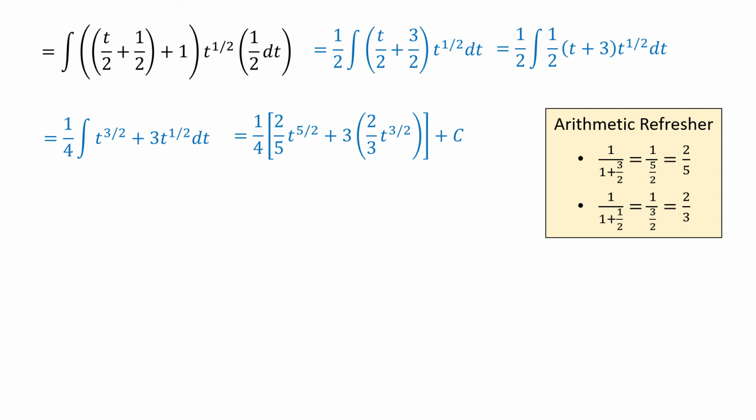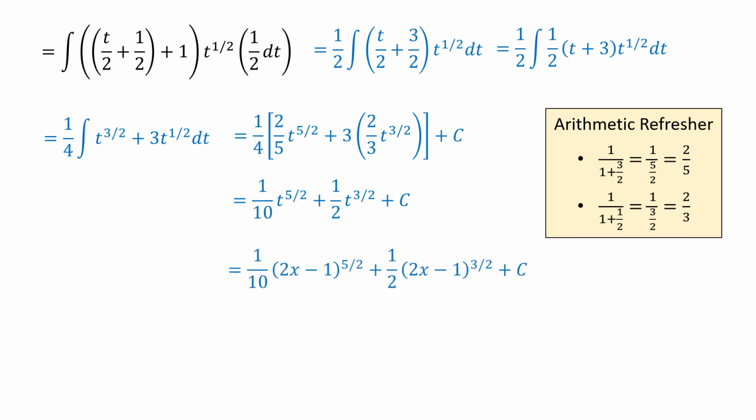Distribute the 1/4 to the terms in the brackets. 1/4 times 2/5 is 2/20, which reduces to 1/10 t^(5/2), plus 3 times 2/3 is 2, and 2 times 1/4 is 1/2 t^(3/2). Don't forget the + C. Now we substitute back t in terms of x, so our final integral will be 1/10, where t was, we put back (2x - 1)^(5/2), plus 1/2, where t was, we substitute back (2x - 1)^(3/2), plus C.